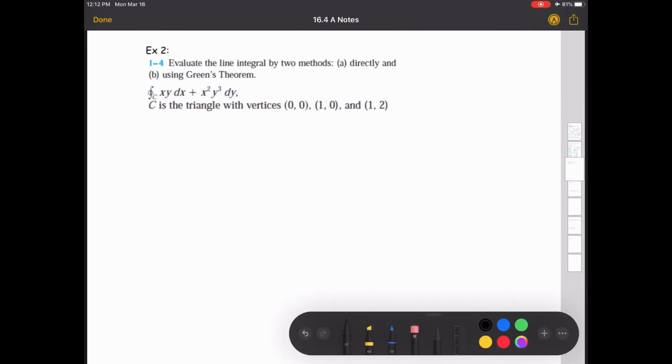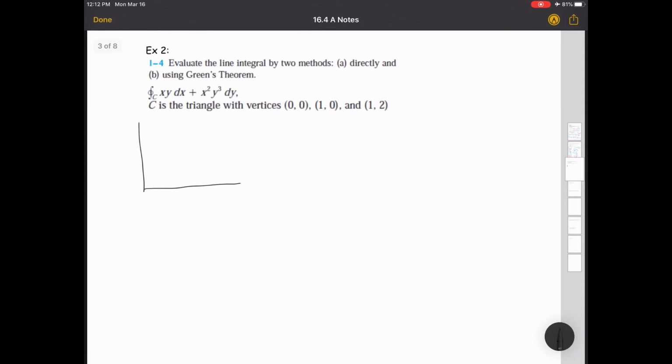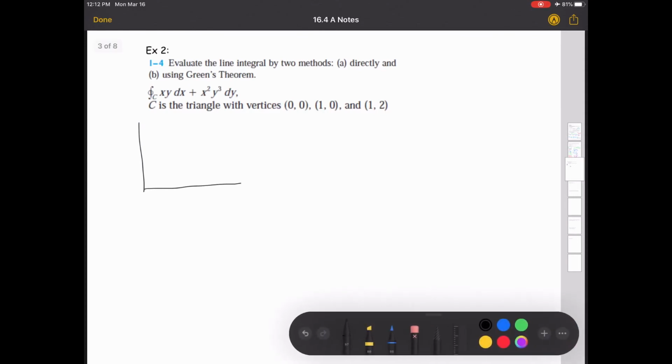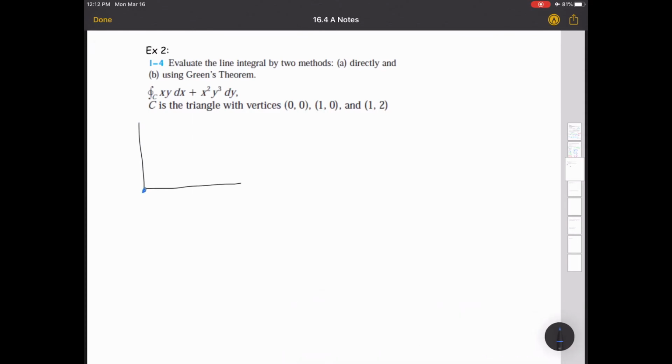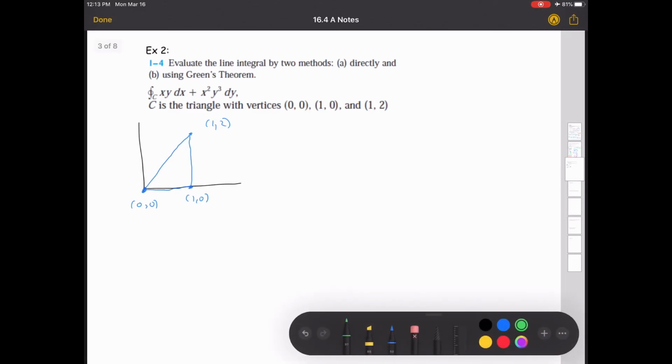So let's go ahead and at least look at our region. We've got C is the triangular region with vertices at 0, 0, a vertex at the origin, 1, 0, and 1, 2, something like that. So we've got our triangular region. It looks like this. It is supposed to be oriented counterclockwise.